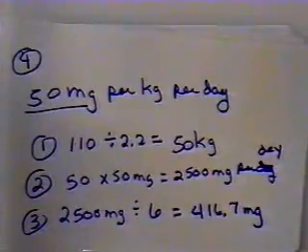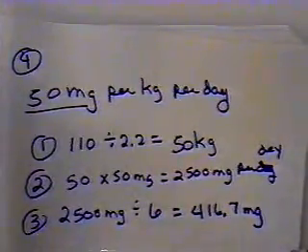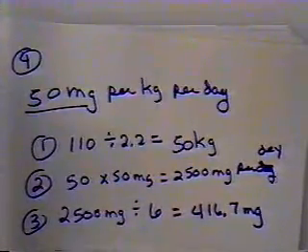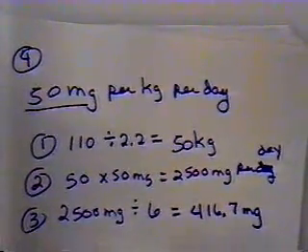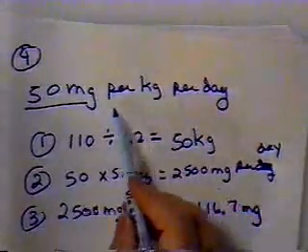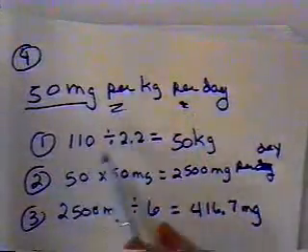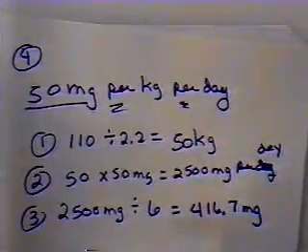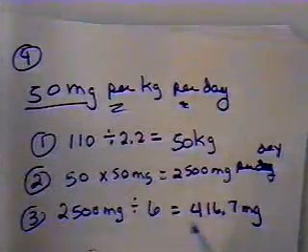Here again, it doesn't matter if you keep 1 decimal or round it off to 417. You're going to get close enough to the same answer in the end. But these 3 steps are every time we see the per. Divide by 2.2, multiply times the dose, divide by the number of times. It's always divide, multiply, divide.